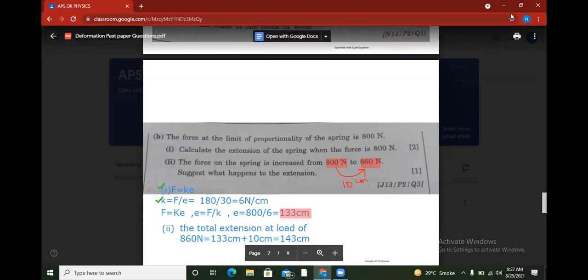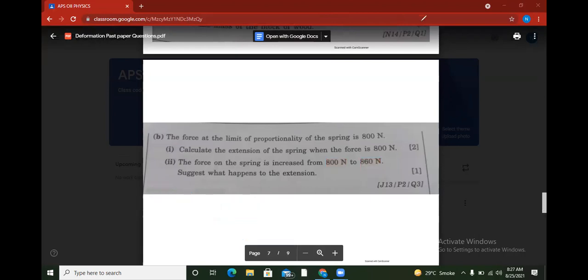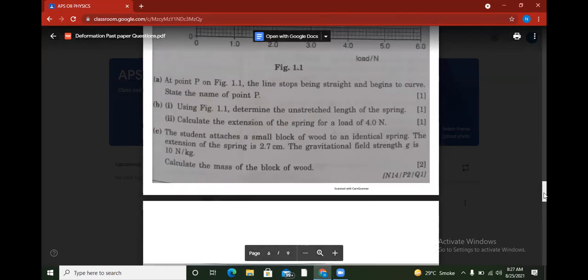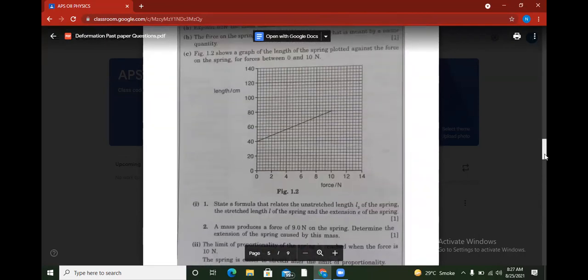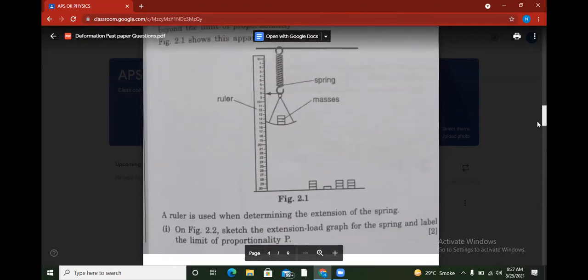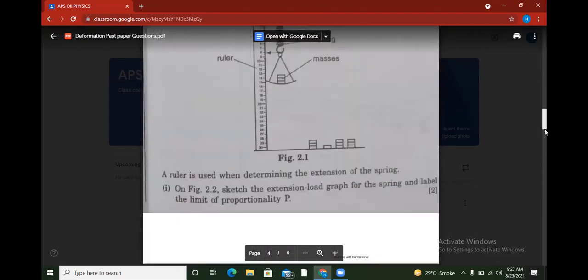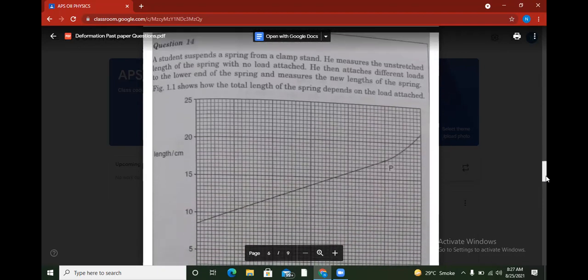Okay, so we are done with this. We are going to do another question. Have you done it up to here? Are you solving along with me? Question 14. Okay, now we are doing question number 14.